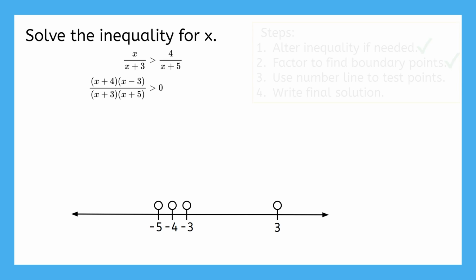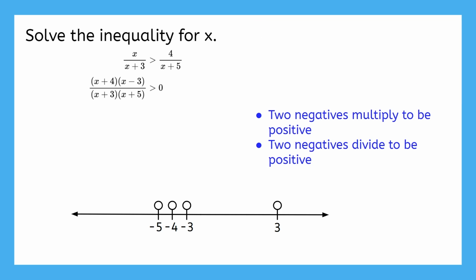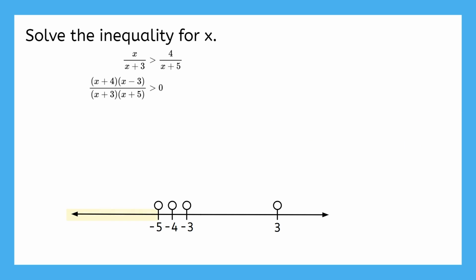Now we can move on to step 3, which says to use the number line to test points. During this step, it's important to remember that two negative numbers multiply and divide to be a positive number. So we're going to need to test a number from each of these 5 sections that were created by our boundary points. Remember, all that we're doing here is figuring out if our answers would be positive or negative in each section. We don't need specific number answers. So pause the video here so you can choose a number from each of these sections and decide for yourself.